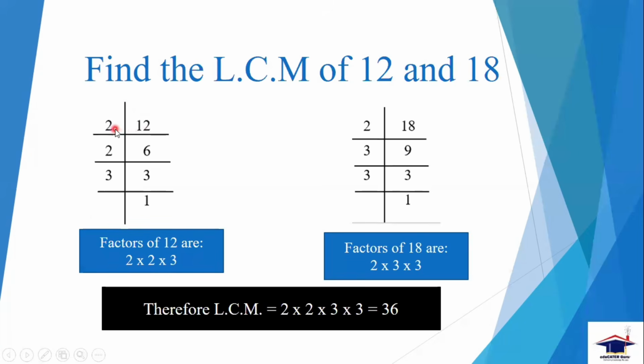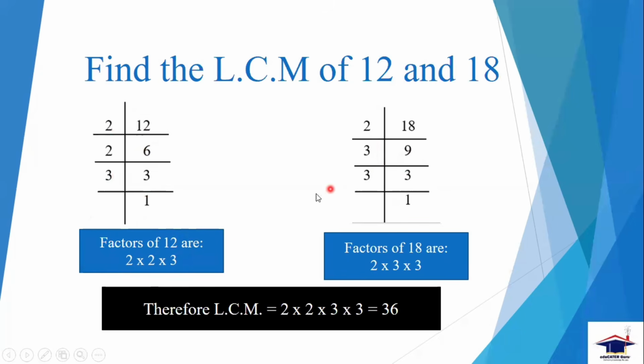12. 2 6s are 12, 2 3s are 6, 3 1s are 3. So the factors of 12 are 2 into 2 into 3. Then coming to 18, 2 9s are 18, 3 3s are 9, 3 1s are 3. So the factors of 18 are 2 into 3 into 3.